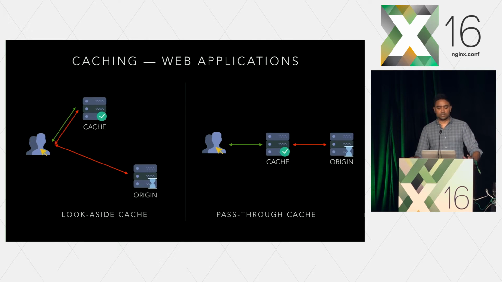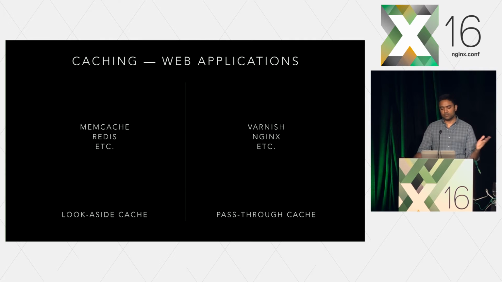A local-side cache is when you have to explicitly look for something there, and then when it doesn't exist, you go to the origin. Then when you get the result back, you again have to explicitly store it there. Whereas a pass-through cache is already set up to do all that work for you. Once you talk to the cache, if it can't find it, it'll go to origin and then populate its cache. And in terms of software, Memcache, Redis, etc. fall in the local-side cache category, whereas Varnish, Nginx, etc. are in the pass-through cache.